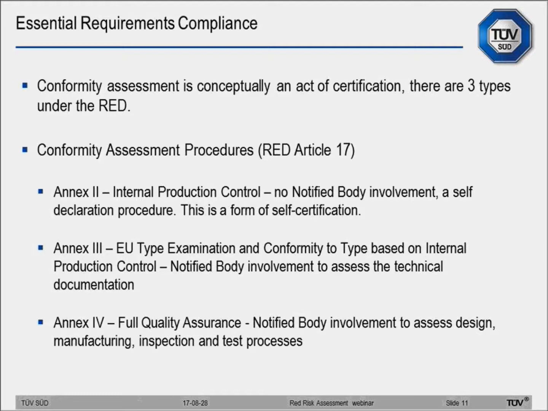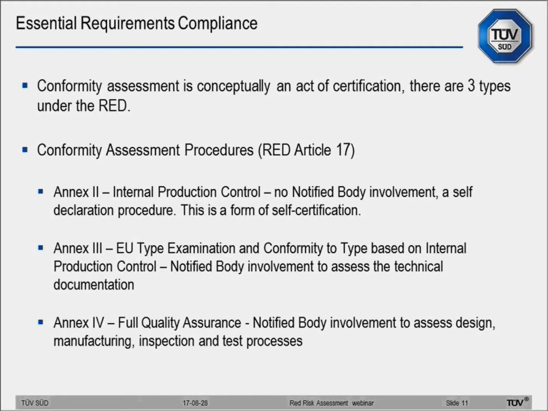Conformity assessment is conceptually an act of certification, and there are three types under the RED. These procedures are outlined in Article 17 of the RED. Annex 2, Annex 3, and Annex 4. Annex 2, Internal Production Control. There is no notified body involvement for this route. This is commonly called self-declaration and is a form of self-certification.